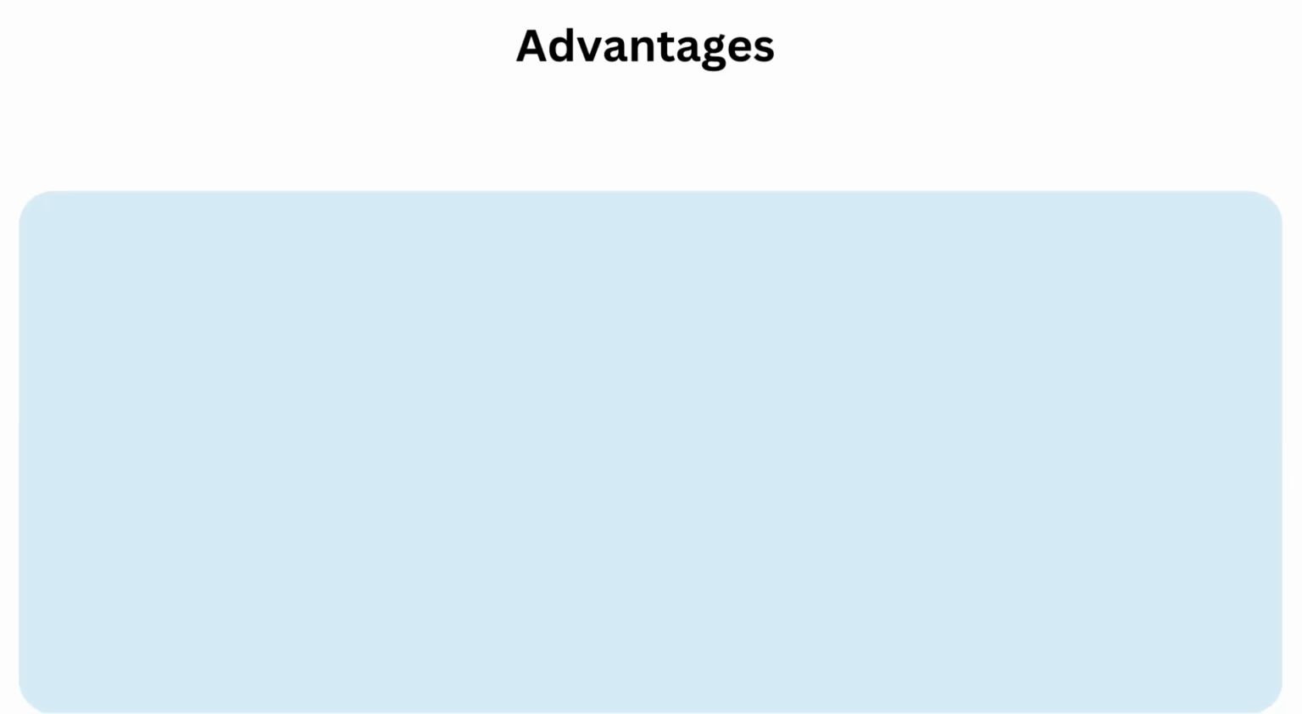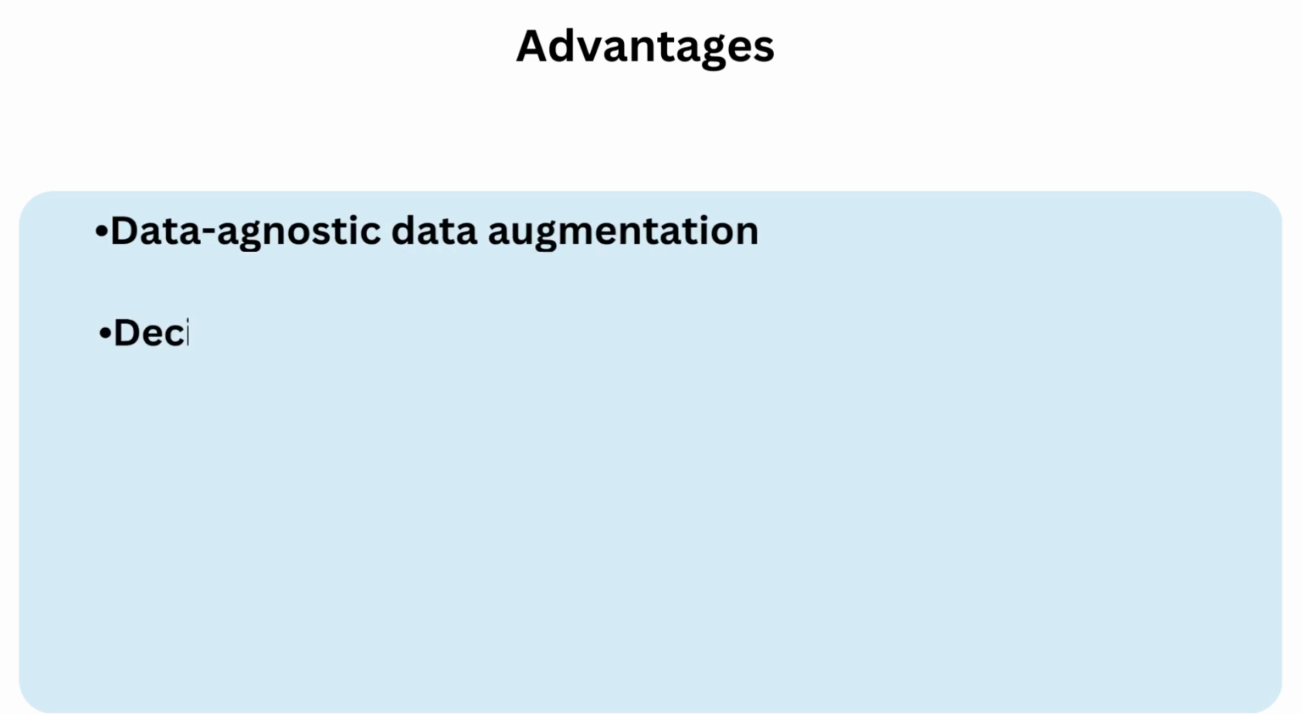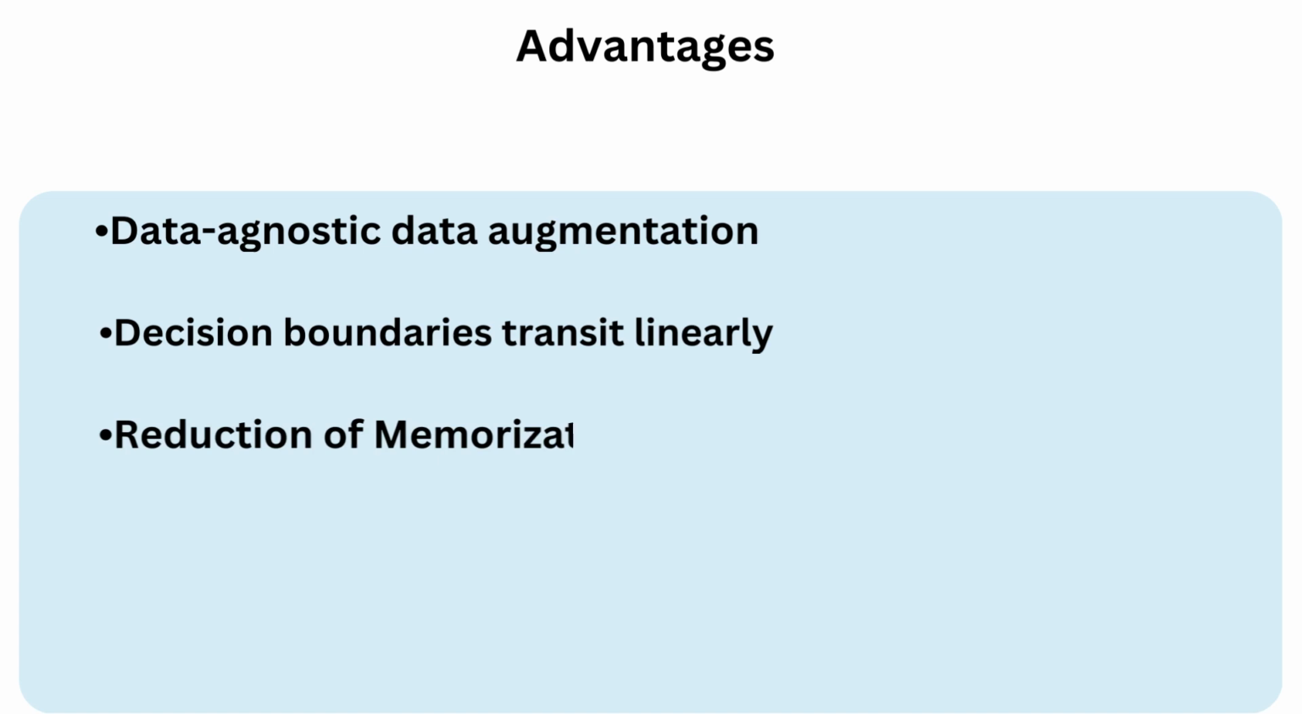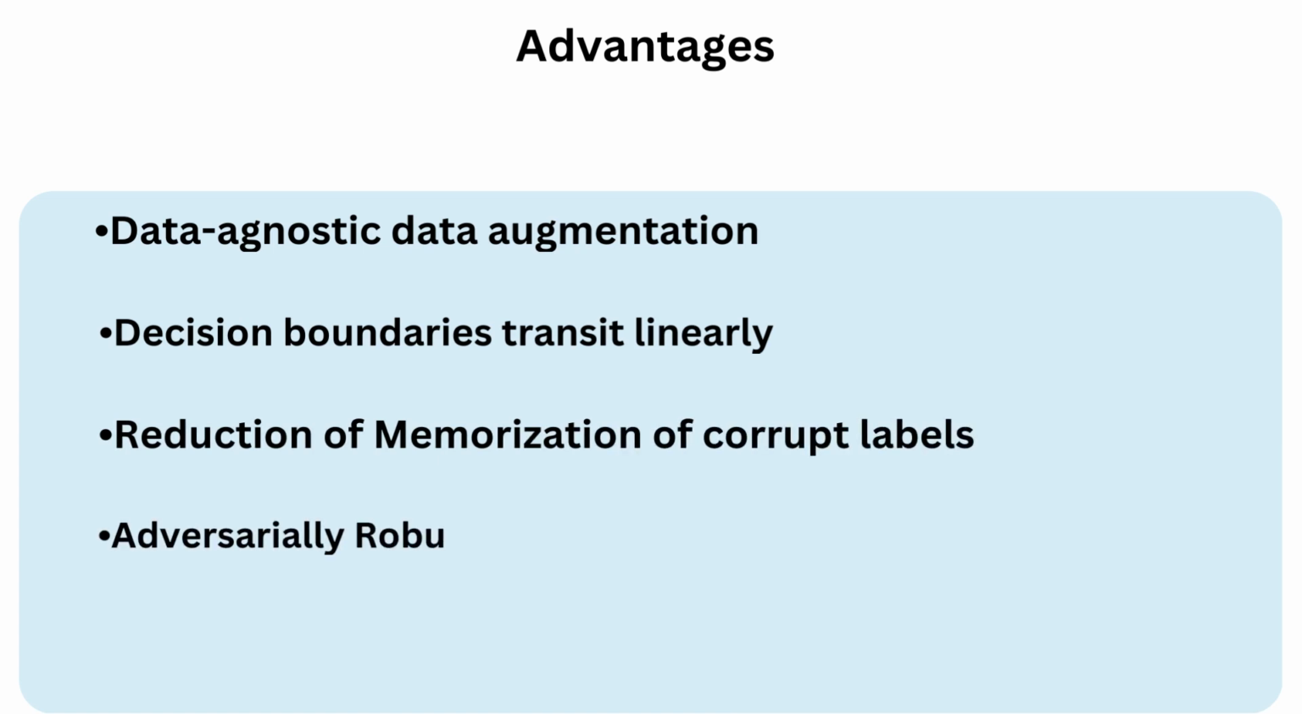Overall, mix-up augmentation is a powerful technique that can help improve the generalization and robustness of deep learning models due to several advantages. Mix-up is a data-agnostic data augmentation routine. Mix-up makes decision boundaries transit linearly from class to class, providing a smoother estimate of uncertainty. Mix-up reduces the memorization of corrupt labels. Mix-up increases the robustness to adversarial examples, and also stabilizes the training of generative adversarial networks.